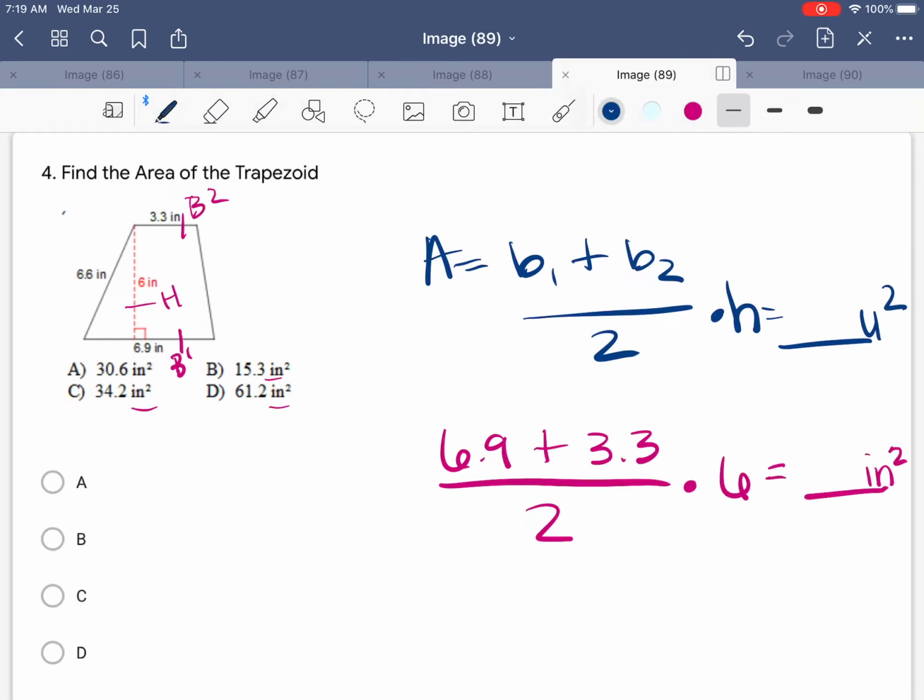So again, the steps. First step, add the 6.9 plus the 3.3 together. Then second step, divide it by 2. Then your third step will be to multiply it by 6 to get your answer in inches squared.